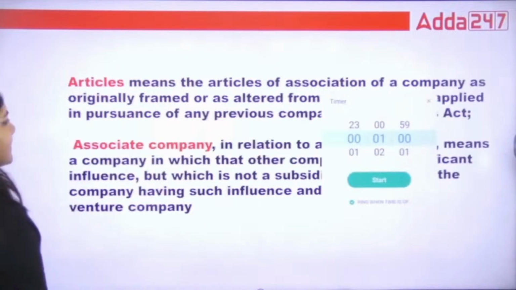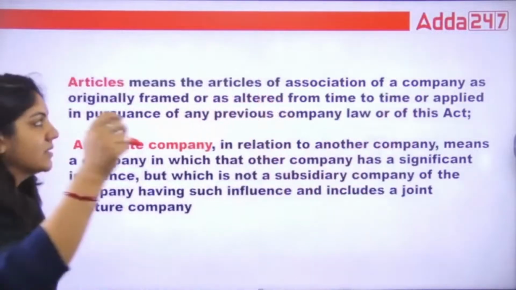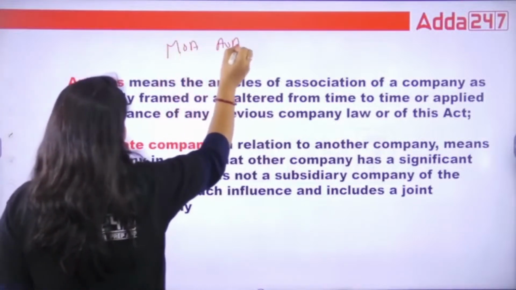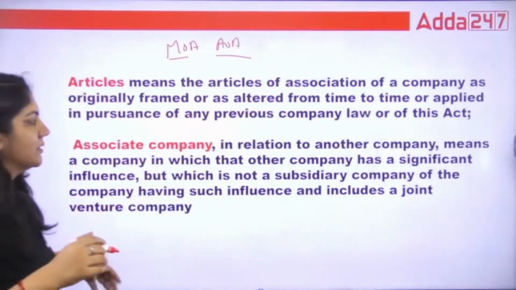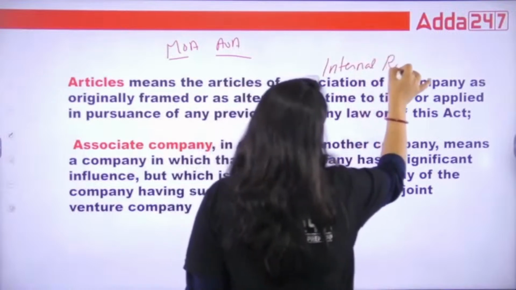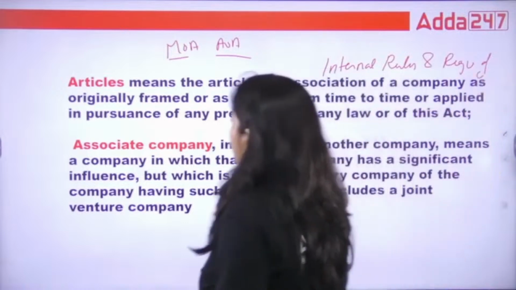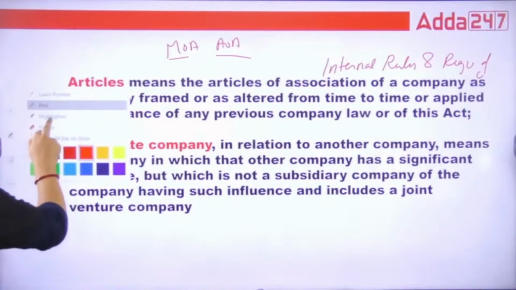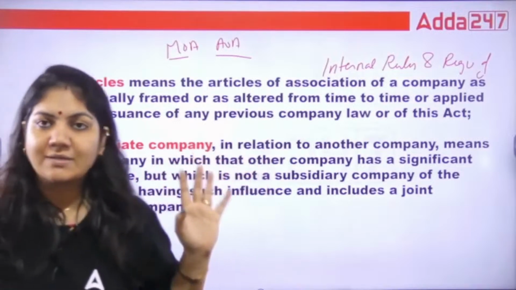Next, what is article? We know that in a company there are two important documents. What are the two important documents? Memorandum of Association and Article of Association, right? So what is Article of Association? That is basically which talks about the internal rules and regulations of the company. This is called Article of Association.